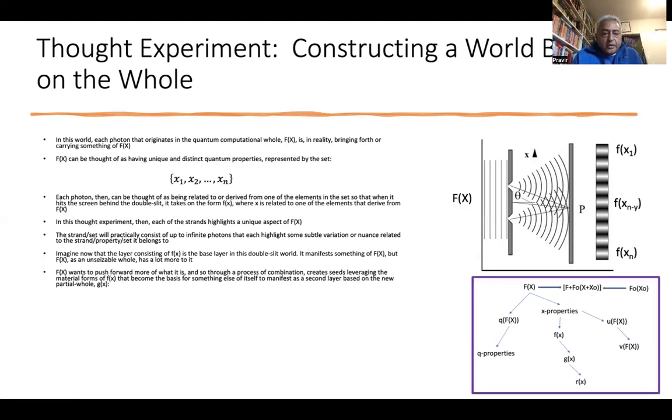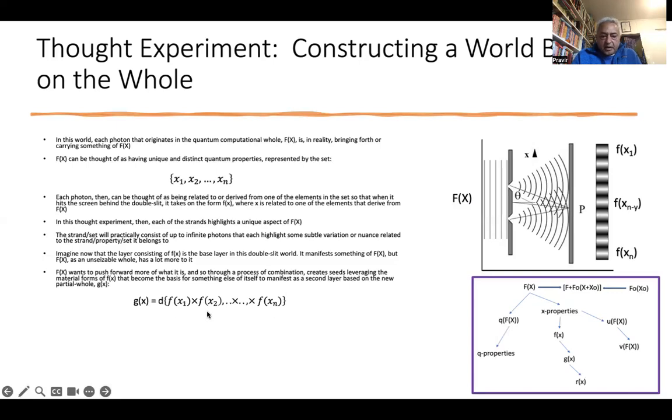And so we can do this by creating a second layer that's built on the first layer. And the way that we would create it is that each of these functions can be thought of as sets, as I suggested earlier, containing a practically infinite number of unique photons. And so we can take elements from across these sets and combine them in unique and distinct combinations. And that would be the basis of creating a second layer, which we can call GX, which in fact is bringing forward something else that exists in the whole.